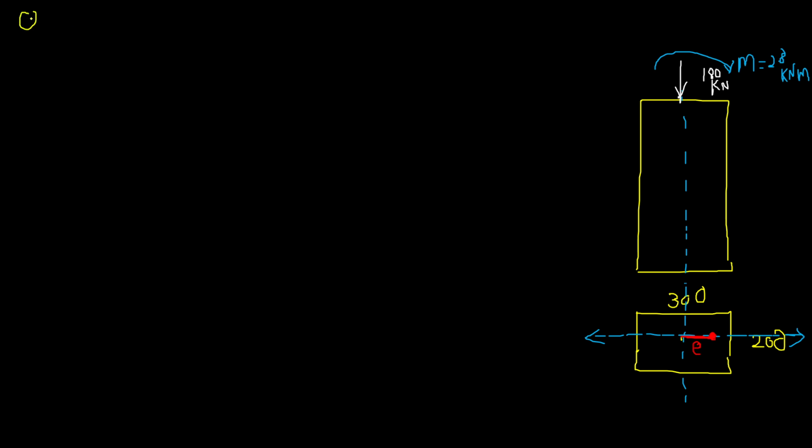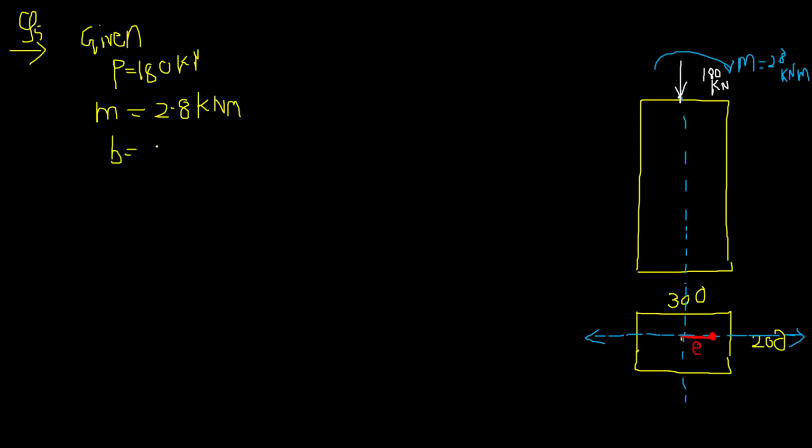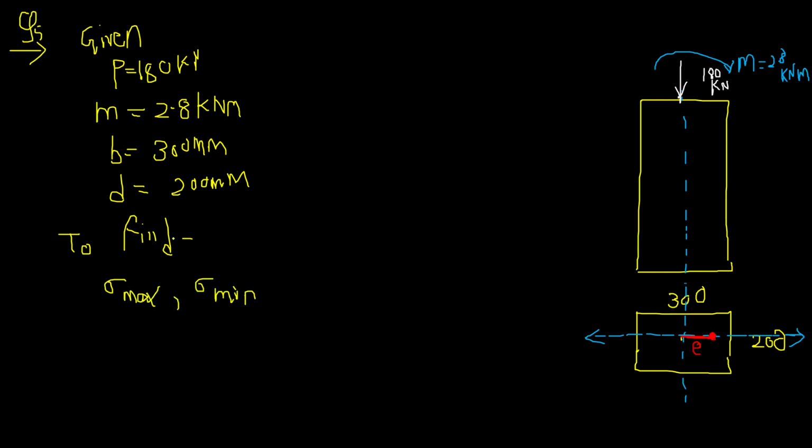Now, so this is question number 5. So first write down the given things. What is given? P value is given, 180 kilonewton. Directly M value is given, that is P into e, 2.8 kilonewton meter. Then the width b is equal to 300 mm and D is equal to 200 mm. Okay, so what we have to find? To find, write down here maximum stress sigma max and minimum stress sigma min. Previous questions मध्ये लिहिलेला आहे, that's why I'm not writing here.